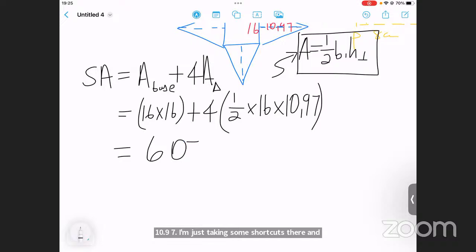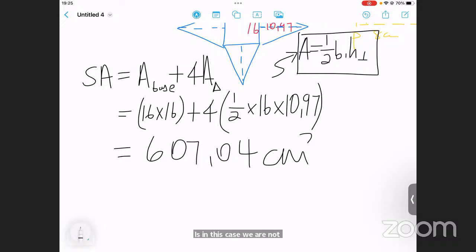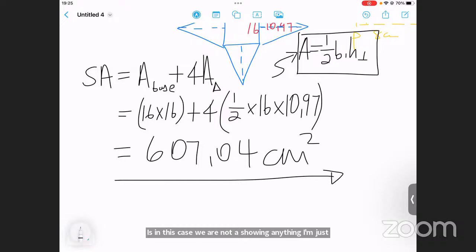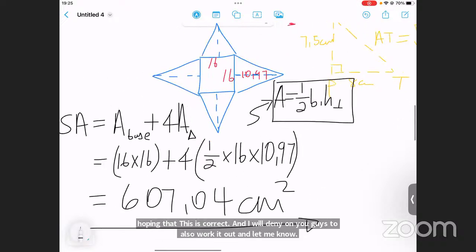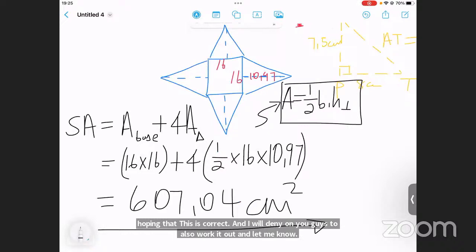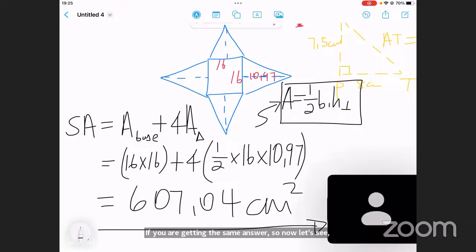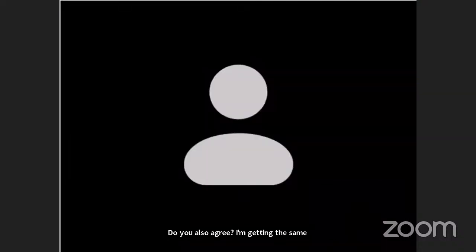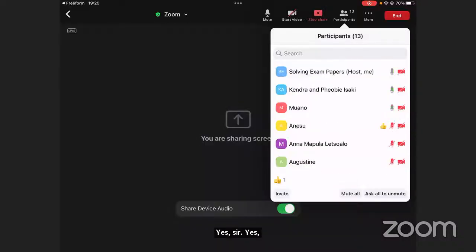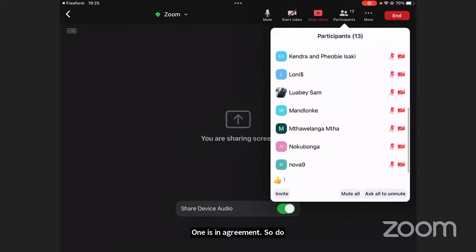Just as you see, in this case, we are not showing anything. I'm just hoping that this is correct, and I will rely on you guys to also work it out and let me know if you are getting the same answer. So now let's see, guys. Do you understand what I've done there? Do you also agree? Are you getting the same answer? Yes, sir. One is in agreement.